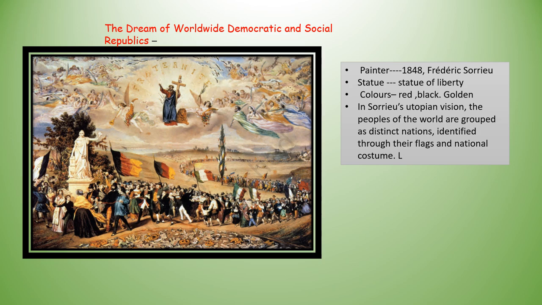The prominent colors seen in this picture are red, black and gold. In Sorrieu's utopian vision. What is utopian vision? A vision of a society that is so ideal that it is unlikely to actually exist. But according to Sorrieu's utopian vision, the people of the world are grouped as distinct nations, identified through their flag and national costume.